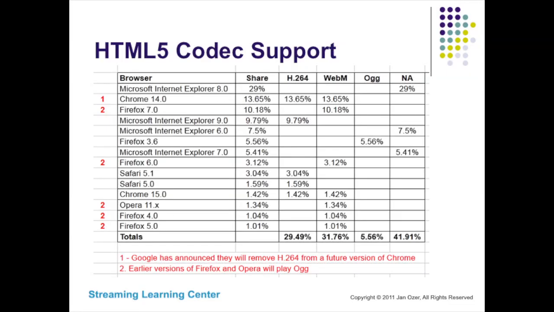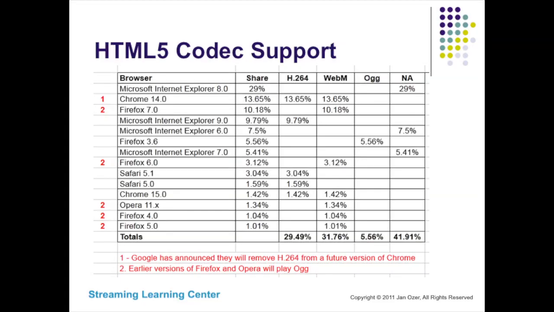So what does this add up to? Again, same browsers, and which ones play H.264, which ones play WebM, which ones play Ogg, and which ones don't play any of them because they're not HTML5 compatible. And as of today, if you throw Chrome in the H.264 camp, 29% of the installed base can play H.264, 31% can play WebM, and 5% can play Ogg.